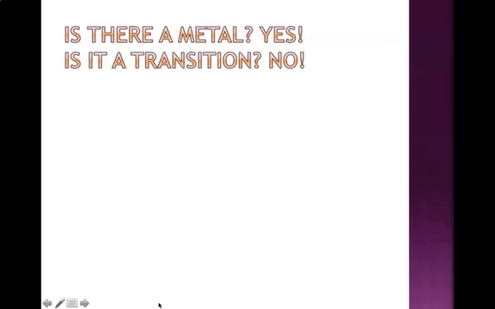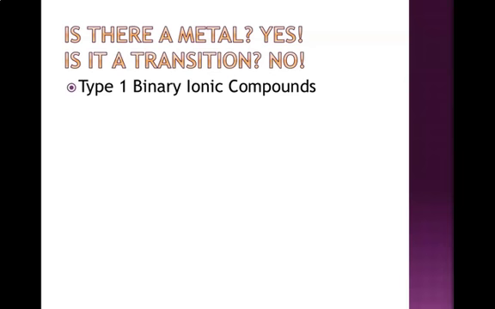Okay, whenever we're dealing with something and trying to figure out how we are supposed to name it, the first question we ask is: is there a metal? If there is, then we have to ask a second question: is it a transition metal? In this first set of lessons, we are going to say no, there is not a transition metal, but there is a metal. We call that a type 1 binary ionic compound.